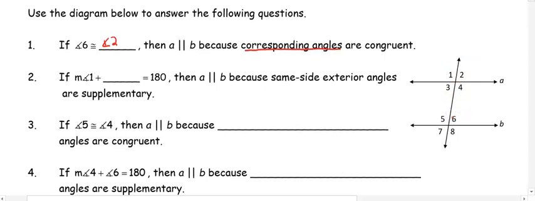In number 2, the measure of angle 1 plus blank is equal to 180 because then A is parallel to B because same side exterior angles are supplementary. So we need the angle that is same side exterior with angle 1, which would be the measure of angle 7.